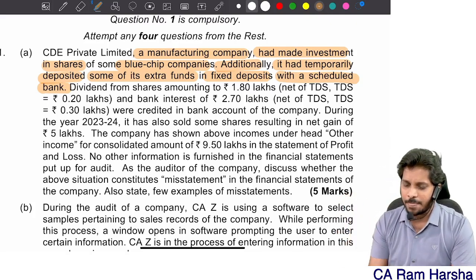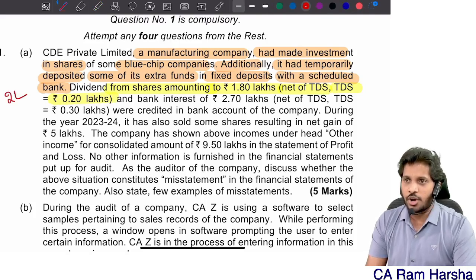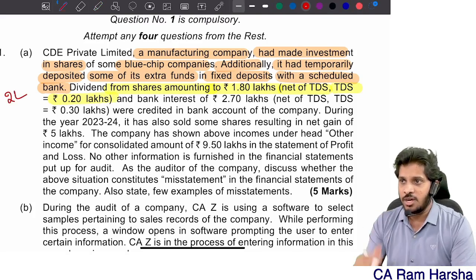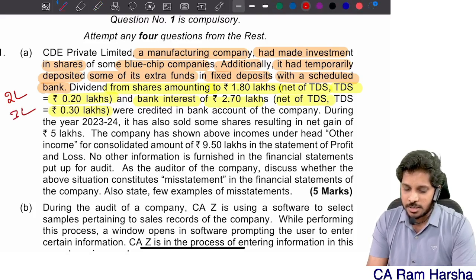Dividend from shares amounting to 1.8 lakh, which is net of TDS, whereas TDS amount is 20,000, which means gross amount is 2 lakhs. What is the income? 2 lakhs. And bank interest of 2.7 lakh, which is net of TDS, which means bank interest is 3 lakh.